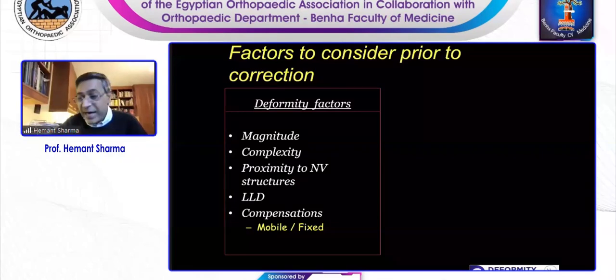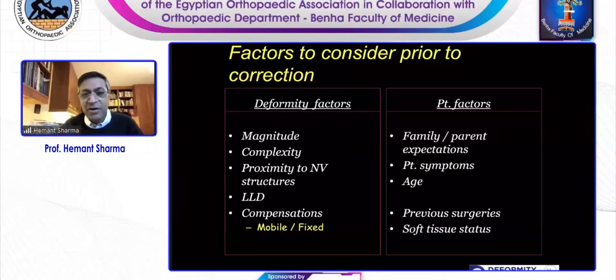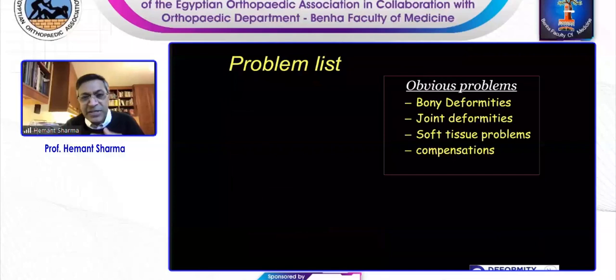What do we need to look at before we correct the deformity? We need to look at the entire deformity in terms of its complexity, how it works, and the magnitude, any compensation, along with the leg length discrepancy and the predicted leg length discrepancy. Along with that, we need to look at the patient factors, the family, what age the child is, and what is best for the child in the family circumstances.